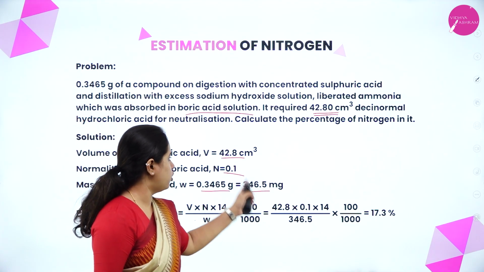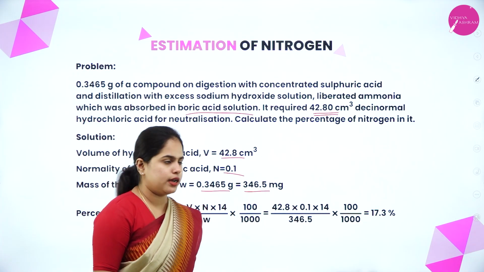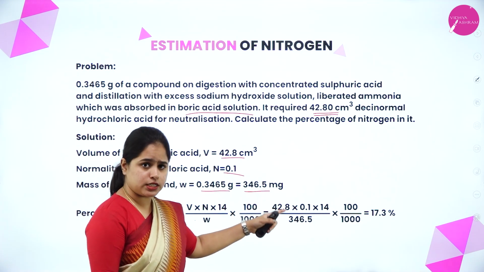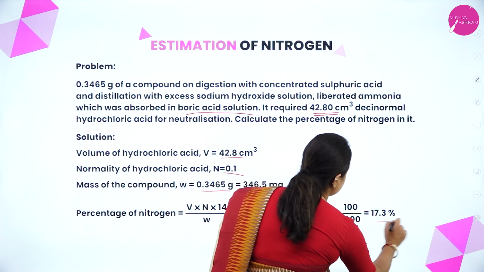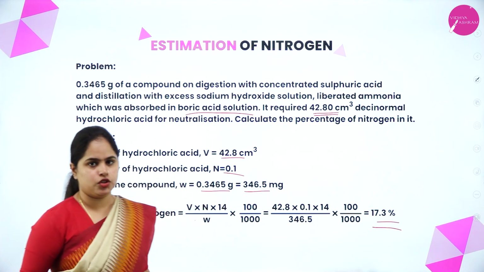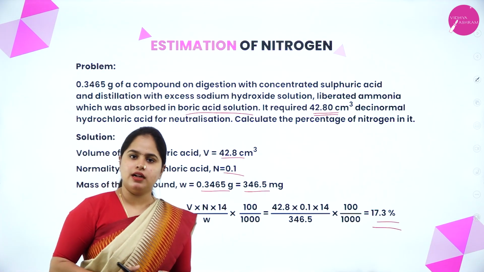So what is the volume? 42.8. What is the normality? 0.1, into 14, divided by what is the mass? 346.5 in milligrams into 100 by 1000, which will give us 17.3%. So this is the example for a calculation based on Kjeldahl's method.